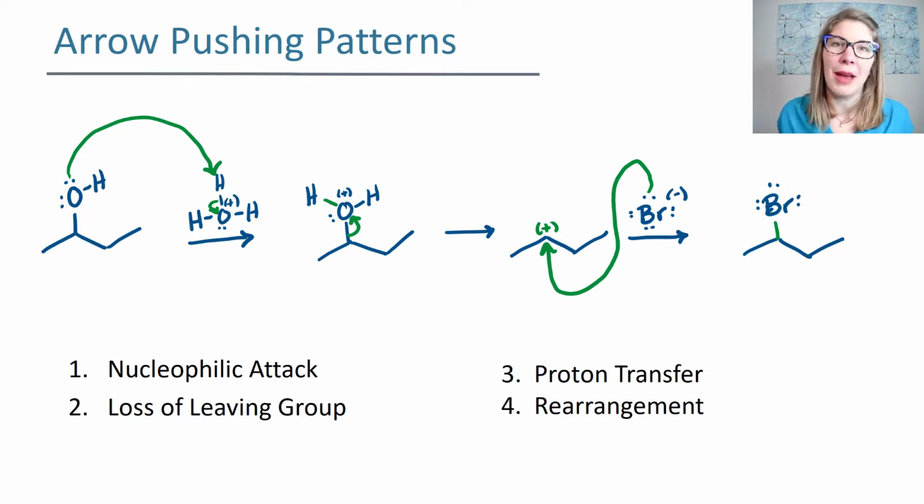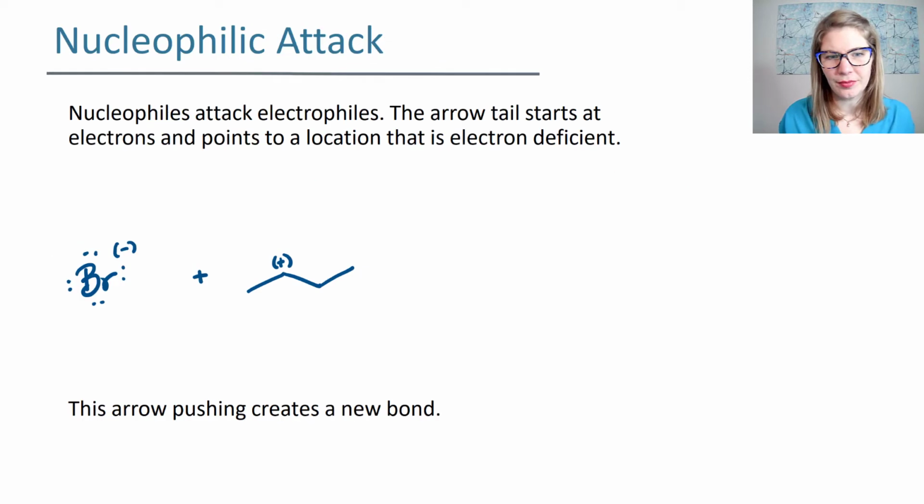There are four main patterns that show up in our mechanisms that we're going to look at. This set of examples only has a couple of the patterns that I've listed below. I want to look at each individual pattern as we move forward. So let's start by looking at something called nucleophilic attack. When we look at nucleophiles, they attack electrophiles.